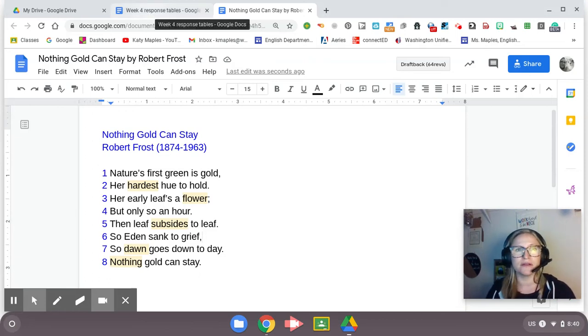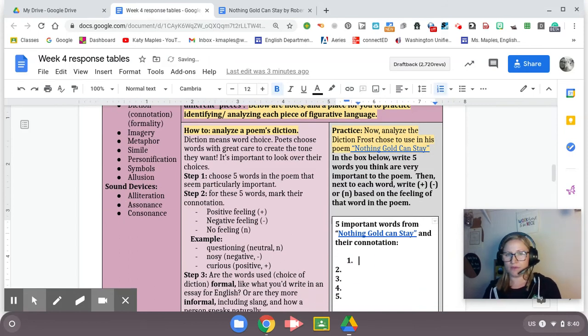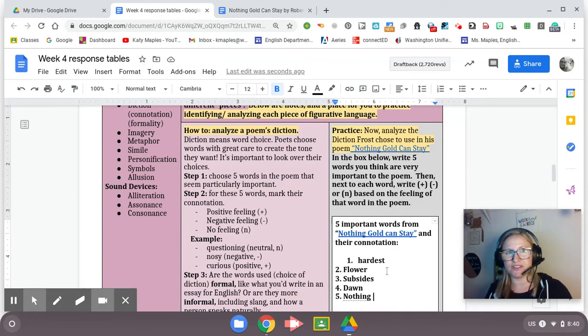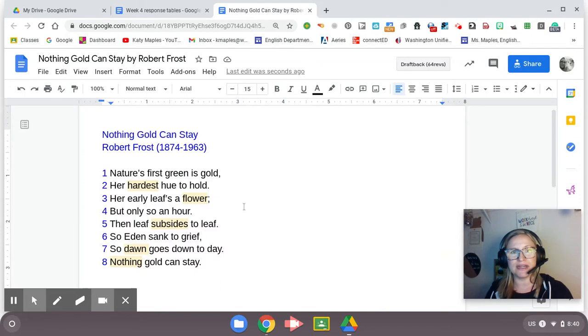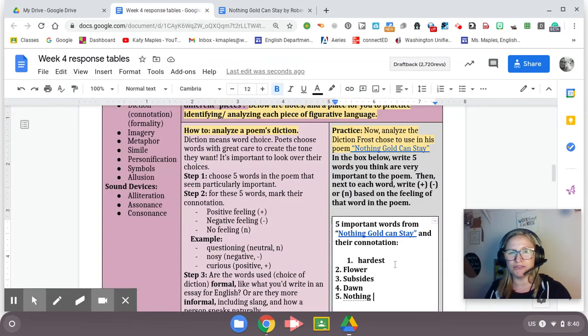Connotation is the feeling of the word. So we've got hardest, flower, subsides, dawn. You can pick different words, or you can pick the same as me if this helps you to work through it with me. And nothing. Okay, so now I'm going to think about how the word is used in the poem and the feeling it gives off. So it said, nature's first green is gold, her hardest hue to hold. Usually if something's hard to hold on to, that's a negative thing. We usually think of something being hardest as negative, so I'm going to put that as negative.